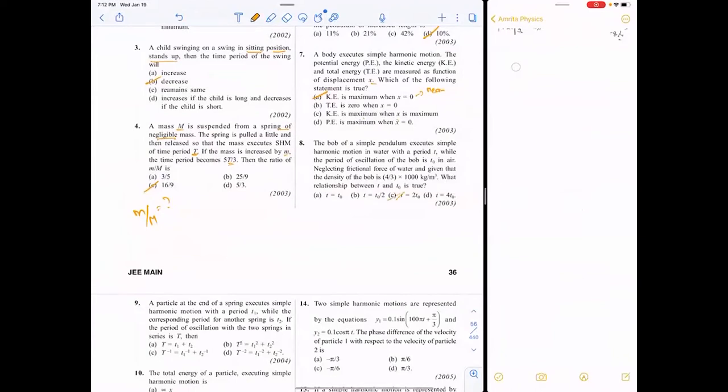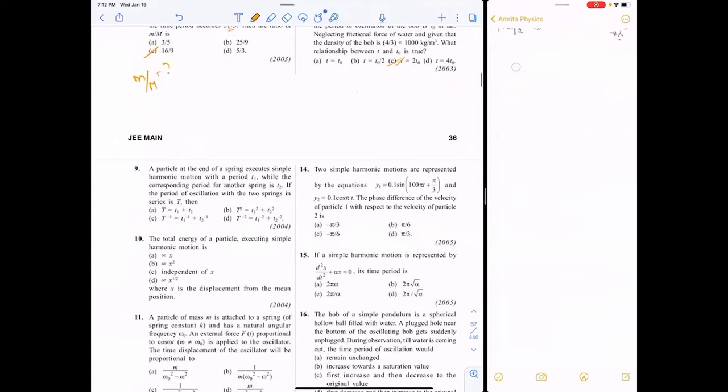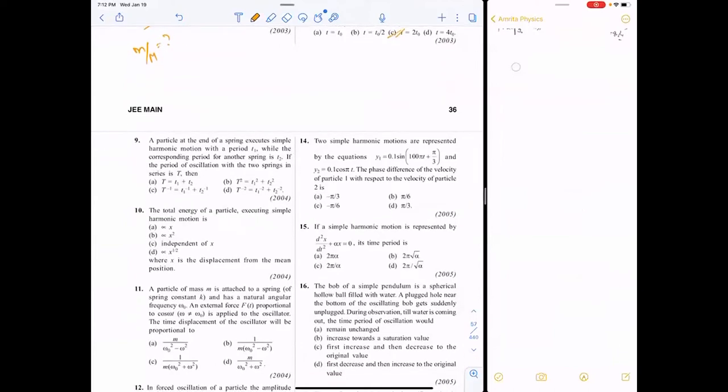T is 2T naught, right? C. And we got running time, right? So conceptual, let's do the 10th one. The total energy of a particle executing simple harmonic motion is, if you say kinetic energy, that changes with x, potential energy half kx square. So potential energy is proportional to x square, kinetic energy is also proportional to x square. But total energy is constant, is independent of x. This is conceptual one. Total energy is independent of x.